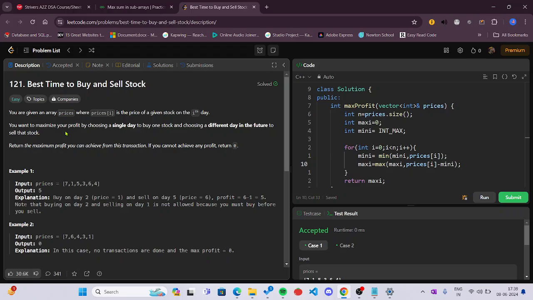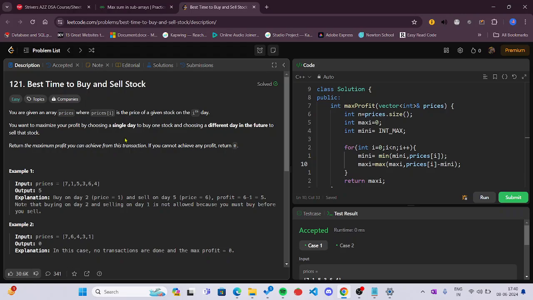Every time in your life you want to maximize your profit. So choose a single day to buy one stock. One day you'll be buying a stock, and then choose a different day in the future to sell that stock. So future means forward, right? Similarly, you have to buy the stock first, then only you can sell it. So to maximize your profit, you will buy the stock on that day only on which you have a lower price.